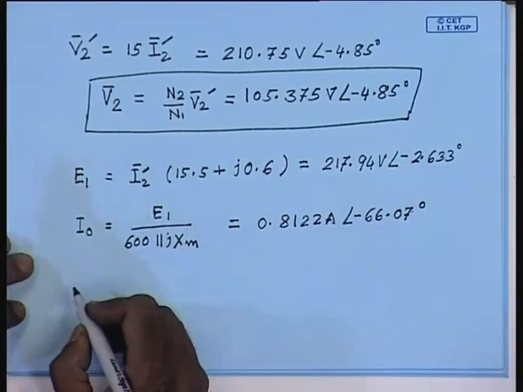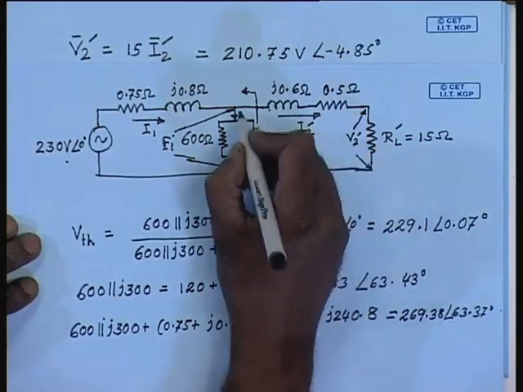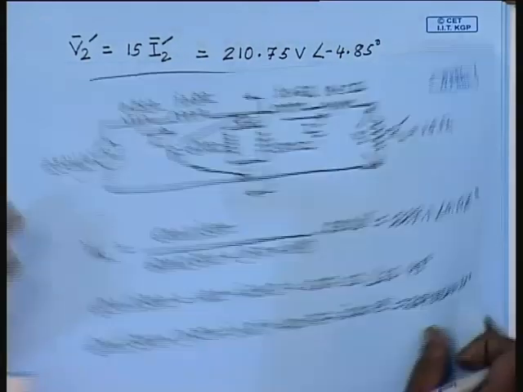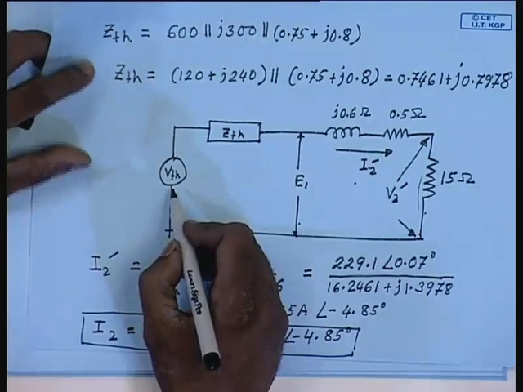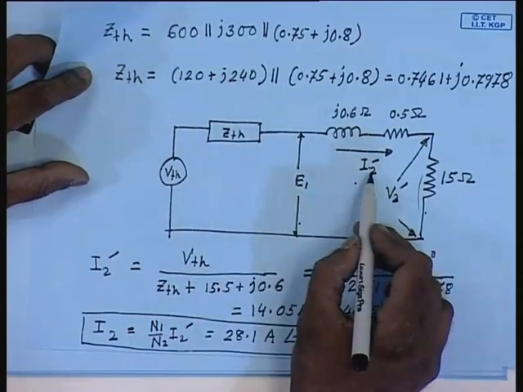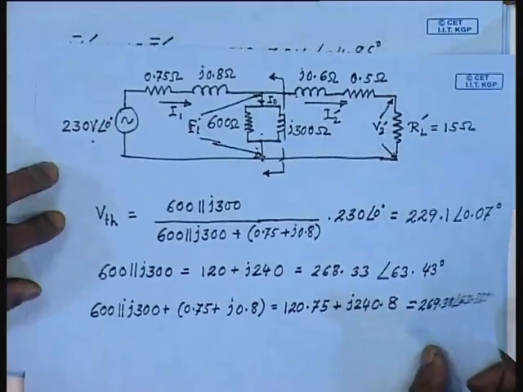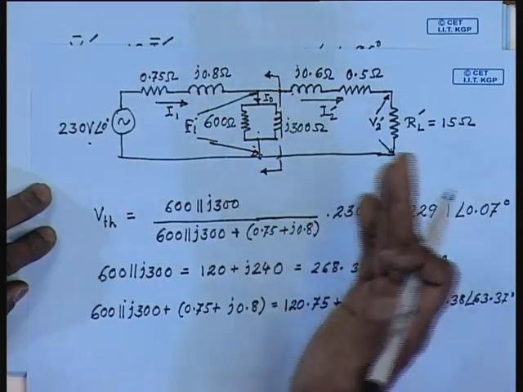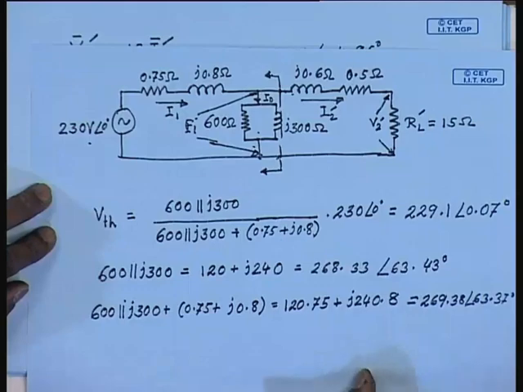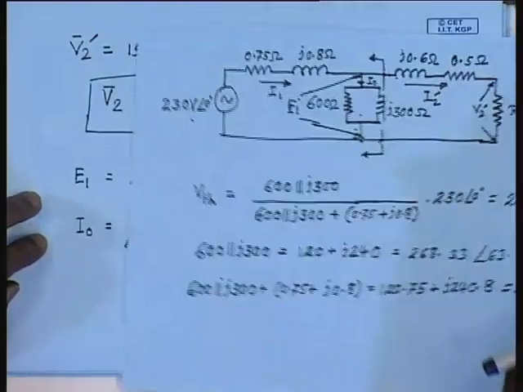What is I1 then? Obviously, I1 is the phasor sum of I2 dash and I0. It should be noted that the current supplied by the Thevenin source is not I1, it is I2 dash. So, therefore, to find out the source current I1, we should go back to the original equivalent circuit where before we took the Thevenin equivalent circuit. Therefore, I1 is given by I2 dash plus I0, phasor sum of I2 dash and I0.